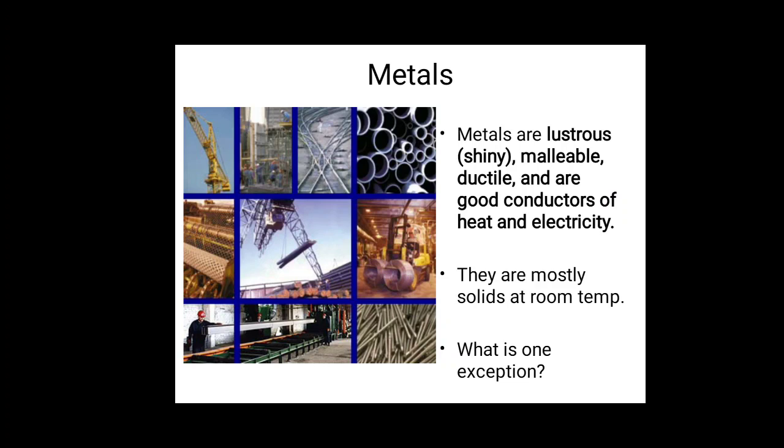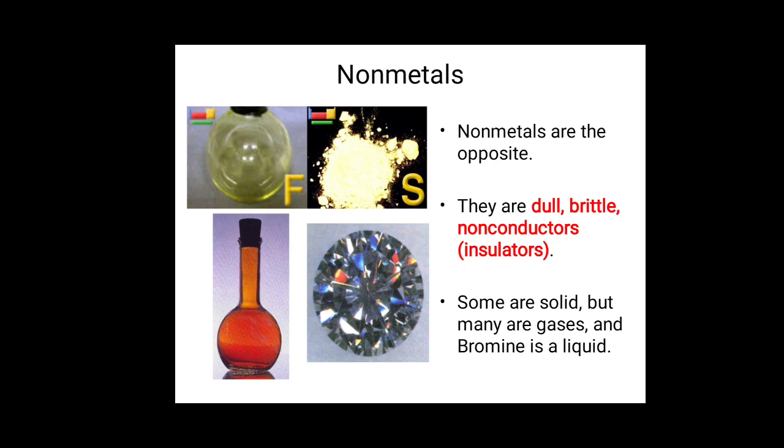Metals, as we know, are shiny, malleable, ductile and good conductors of heat and electricity. They are mostly solid at room temperature. There are some examples of metals. Then non-metals are the opposite of metals. They are dull, brittle, non-conductors or insulators of electricity. Some are solid but many are gases, and bromine is a liquid non-metal.